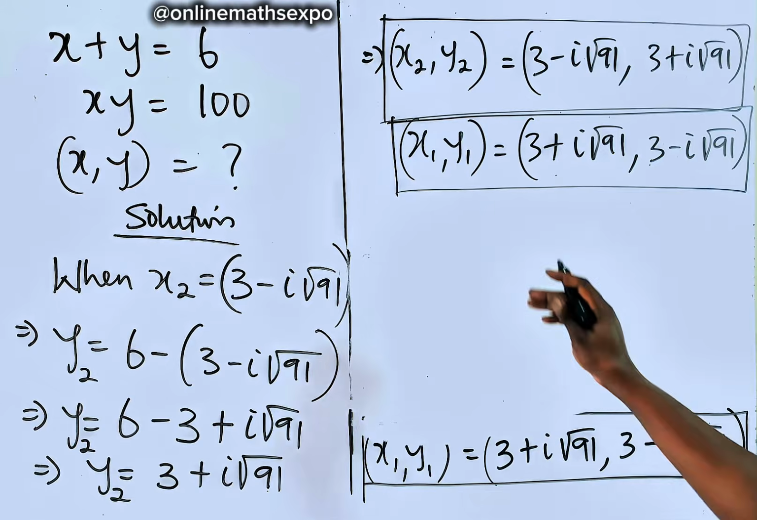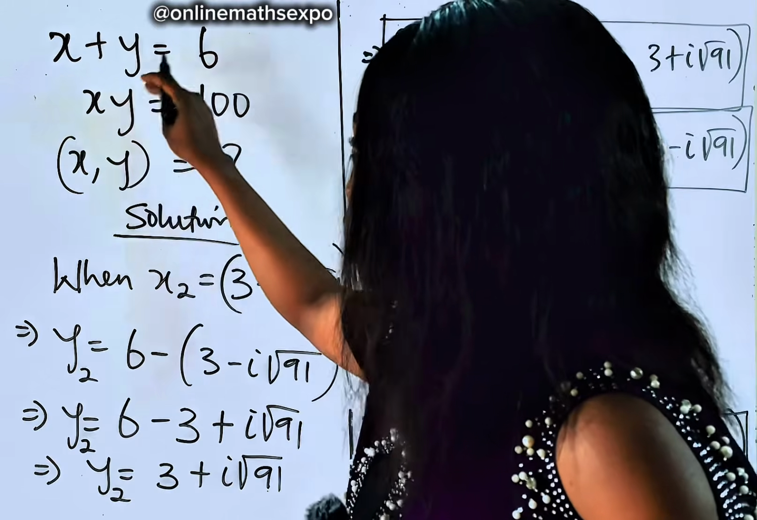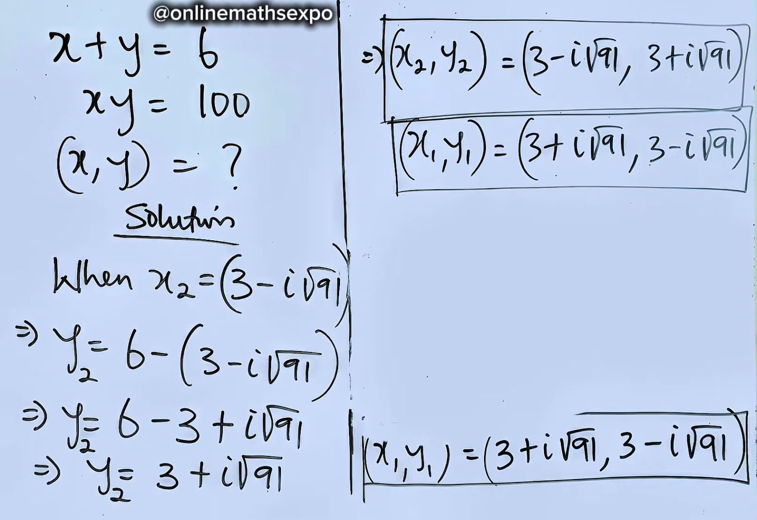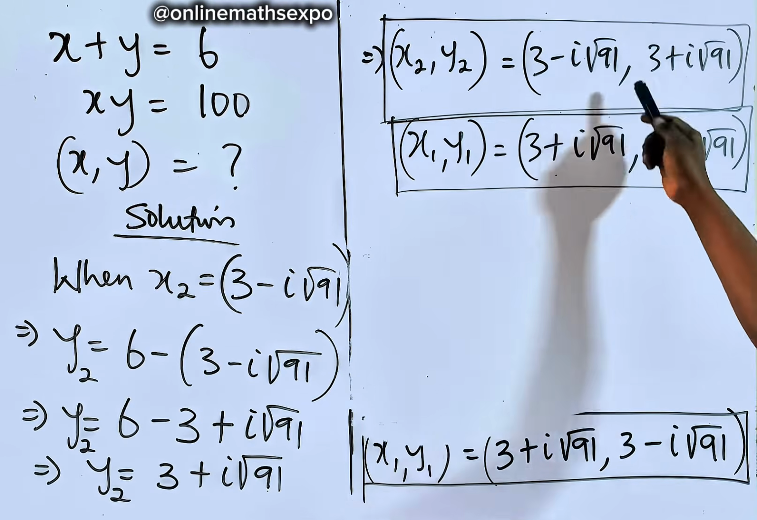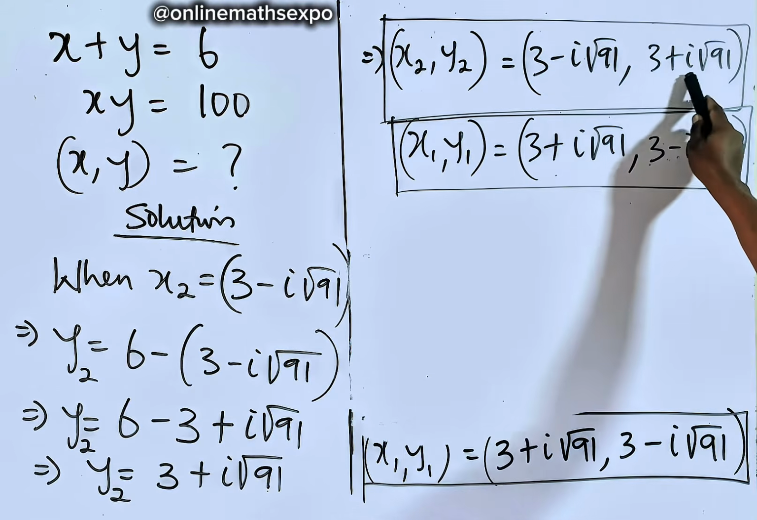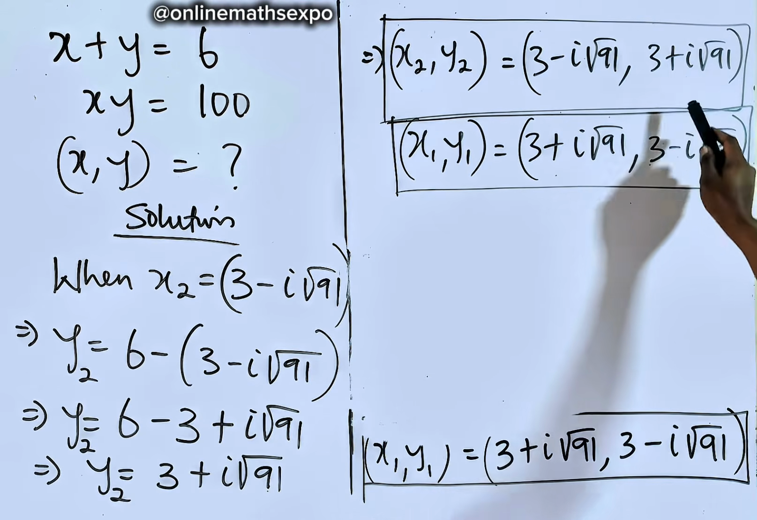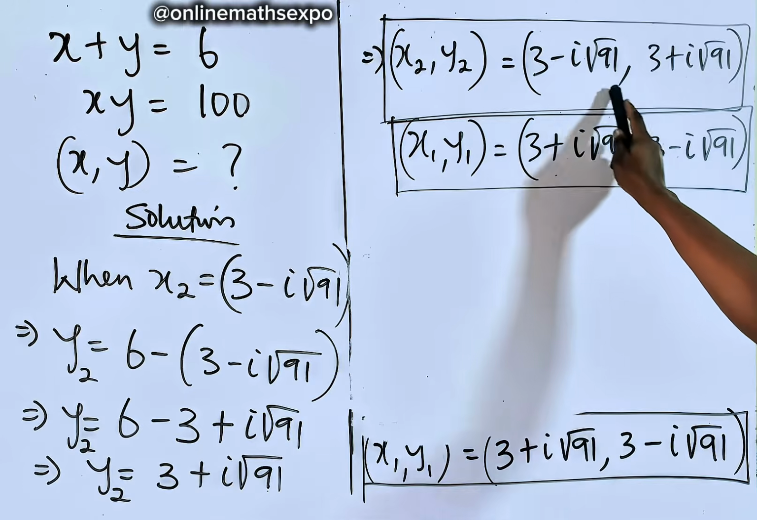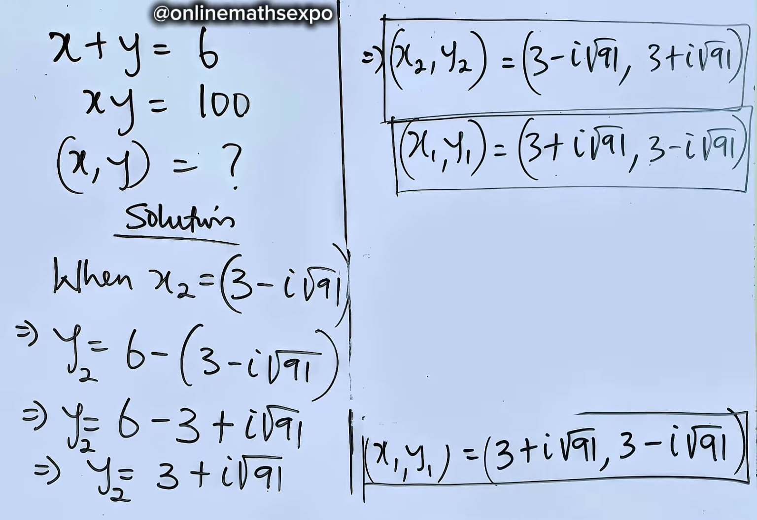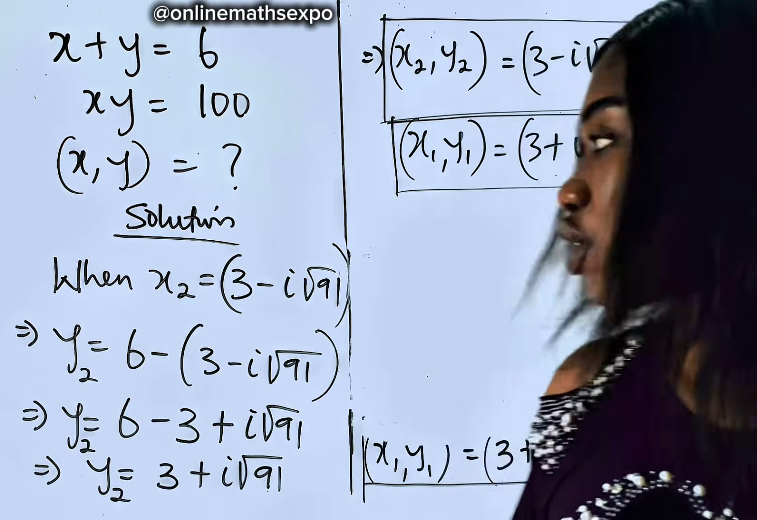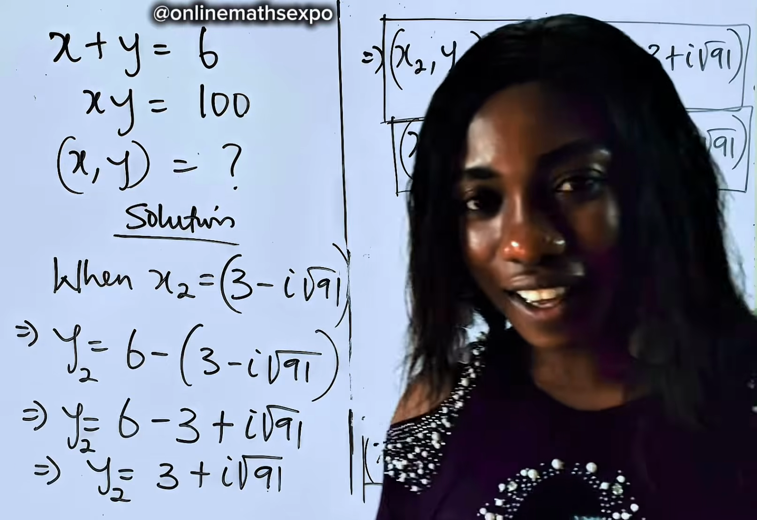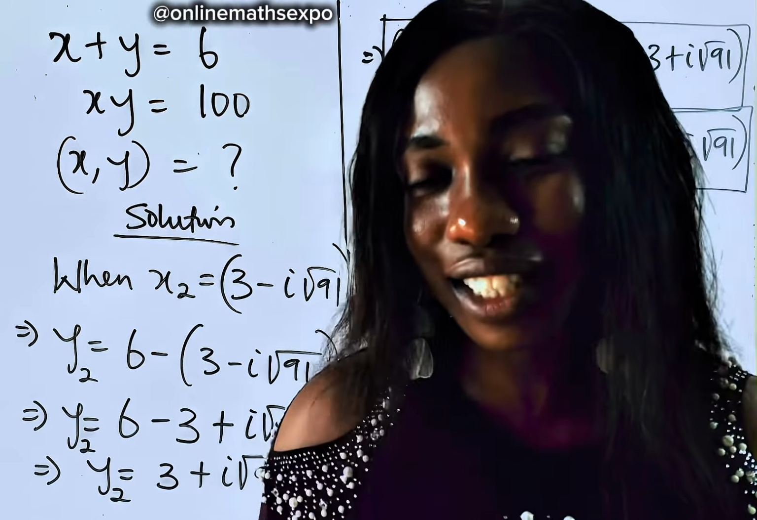Now we're going to plug these values into the left side to see if it gives us back these values. When you look at the two answers, you observe that they are the same. Your first value of x is your second value of y, and your first value of y is your second value of x. You can use any of the sets to do the verification. So we're going to use set 1 to verify. Let's do that together, and that is the most interesting part.